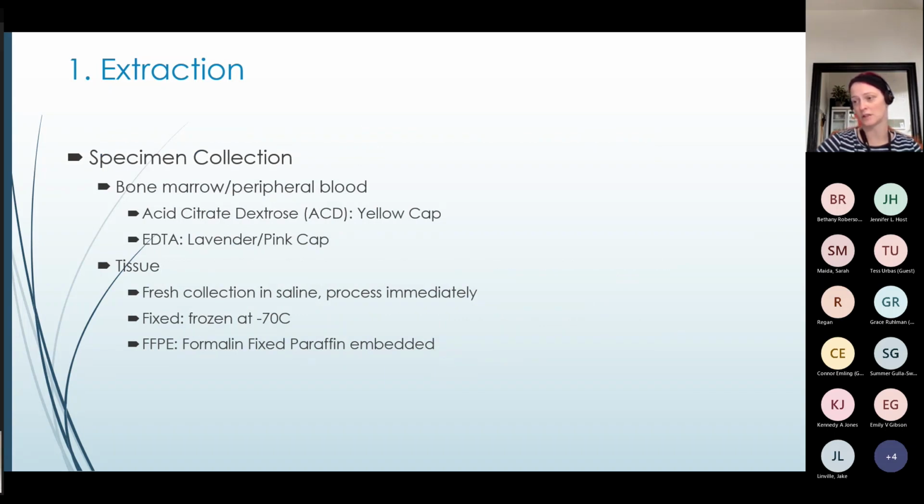For specimen collection, you can collect bone marrow or peripheral blood. In our lab, we collect EDTA lavender pink caps. We don't use acid citrate dextrose, which is the yellow cap.